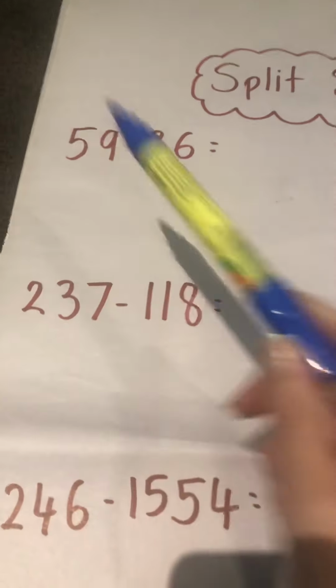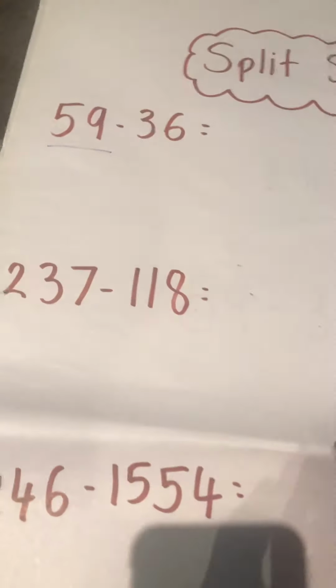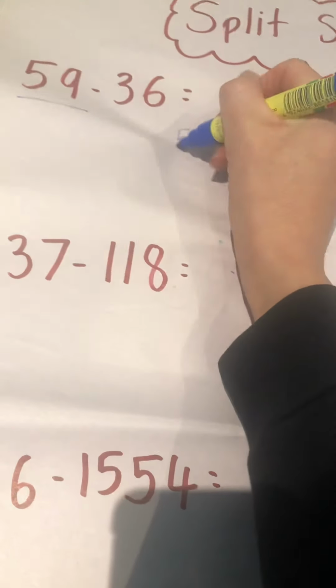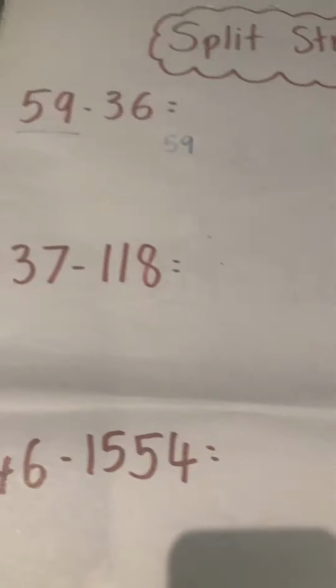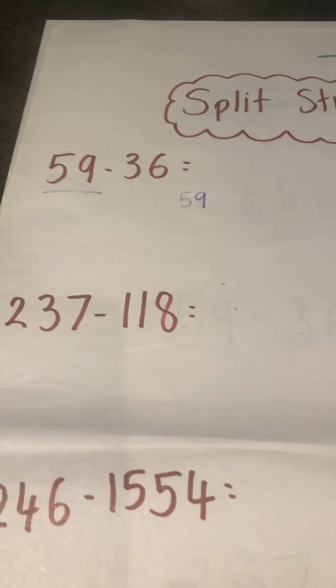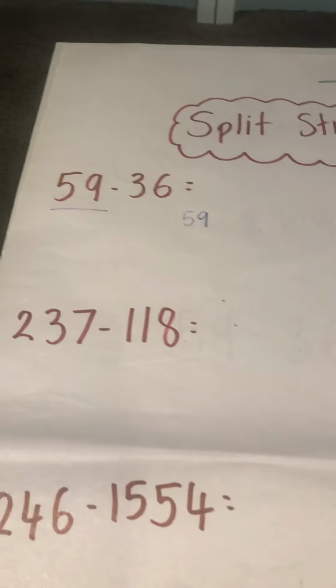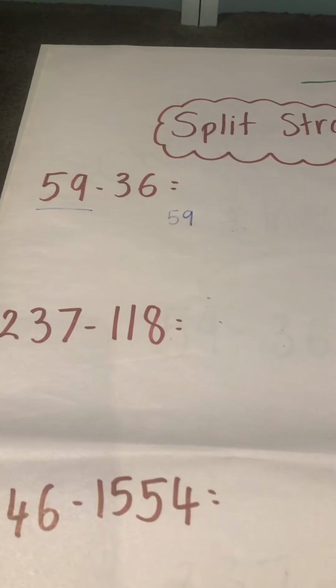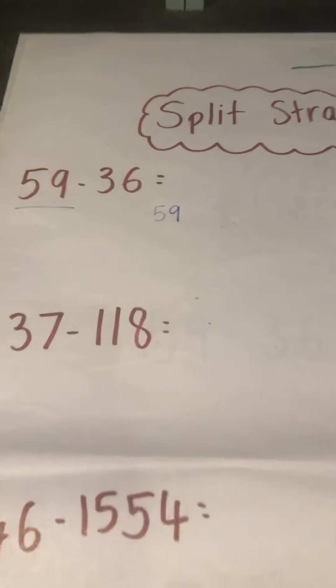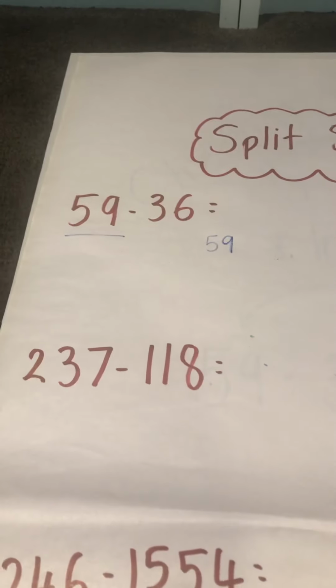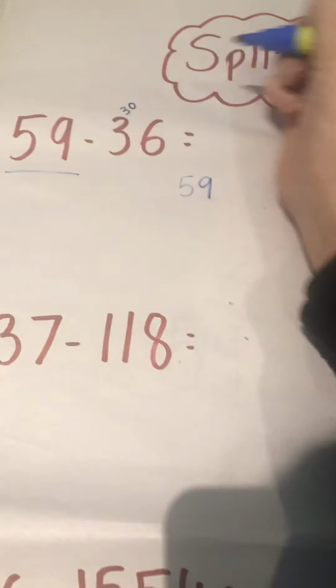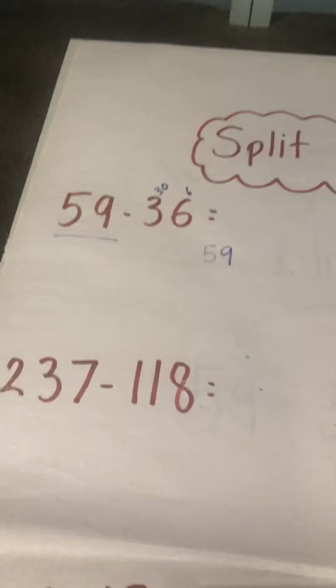With this one here, 59 is your first number, so we are taking away 36 from 59. I want you to write down 59, and then you do not need to do anything else with that number. That's like our starting number that we're taking 36 from. Then you need to split up your tens and your ones from the 36. This one is 3 tens, which represents 30, and this one is 6 singles.